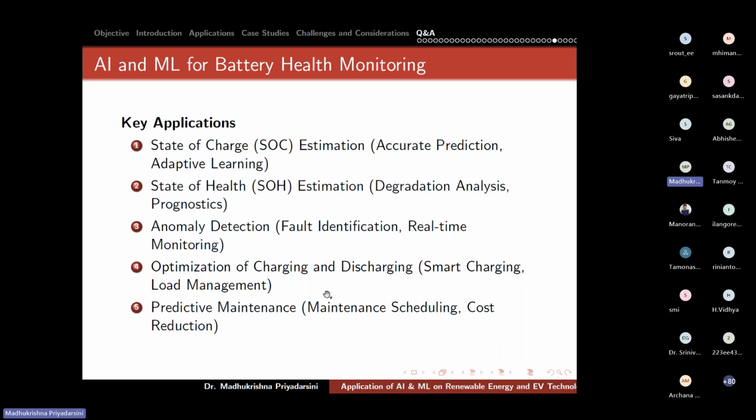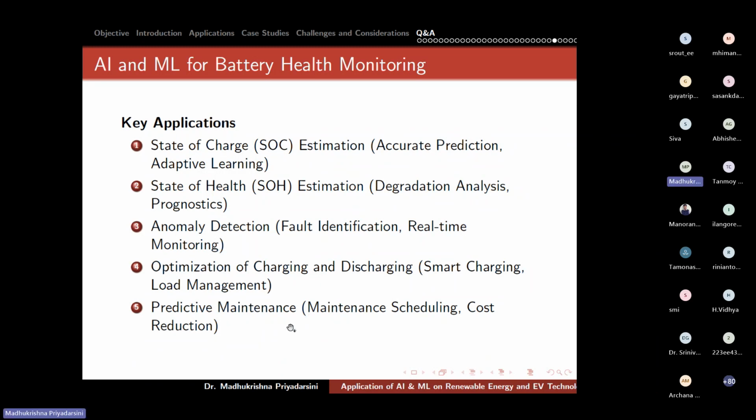Then optimization of charging and discharging, the smart charging, like we have discussed, whether the load is more or not, or what are the points where we need to recharge. If there is a length of 30 kilometers you are going, then you are increasing the load on the battery. So that is the optimization of charging and discharging.